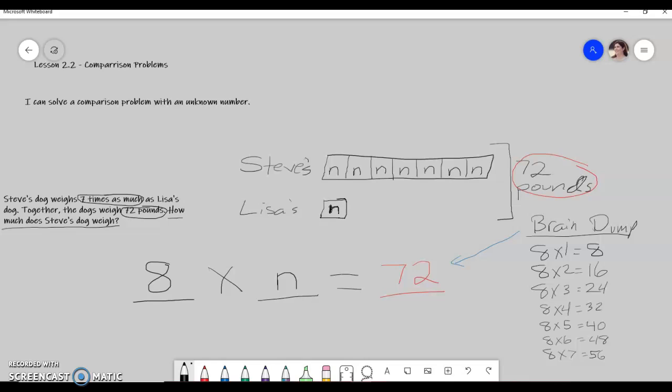56. Now I'm starting to run out of room, so I'm going to come over here. 8 times 8, 64. 8 times 9, 72. Oh, there's our magic one. So that means 8 times something is 72, and we know that 8 times 9 is 72. So that means that N equals 9.